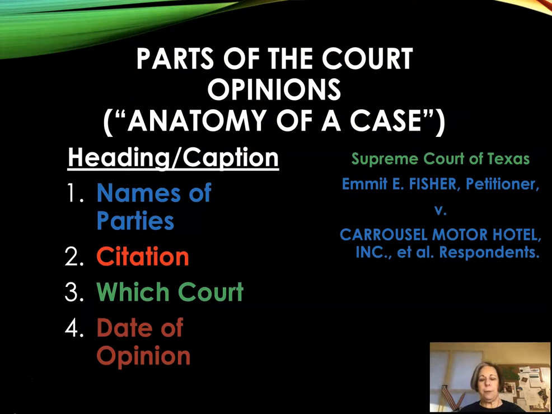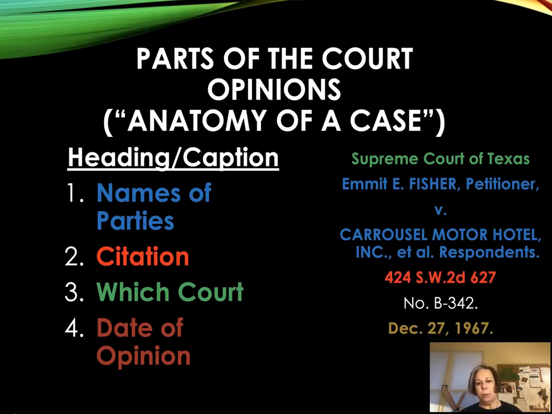And the names of the parties: Fisher is an individual, Carousel Motor Hotel Inc. et al. What does et al. mean? Et al. means and others. The first named party in a case is always the appellant, who is bringing the case to the appellate court from the lower court, and the respondent is the appellee, who's in court responding to the appeal. Be careful. Sometimes the title doesn't accurately reflect appellant and appellee, so you need to read through the opinion, but that's the general rule.